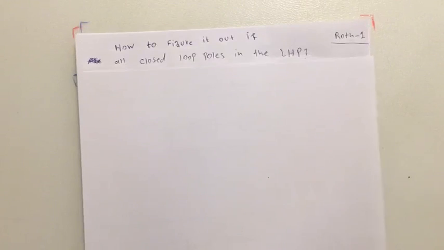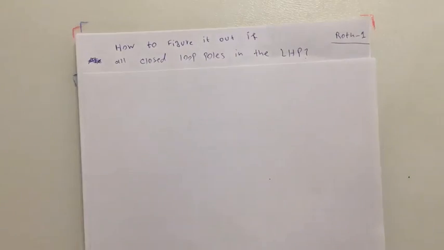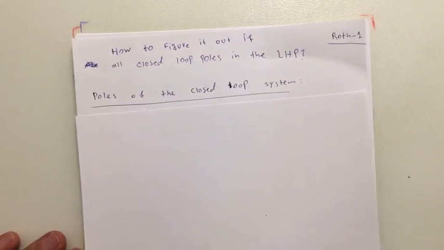Okay, in the last lecture we talked about the stability of linear systems, and we saw that a linear system is stable if all poles are in the left half plane. In this lecture the topic is how to figure out if the poles are in the left half plane. As I said in the last lecture, when we say poles, we mean the poles of the closed loop system, because stability is defined for the closed loop system.